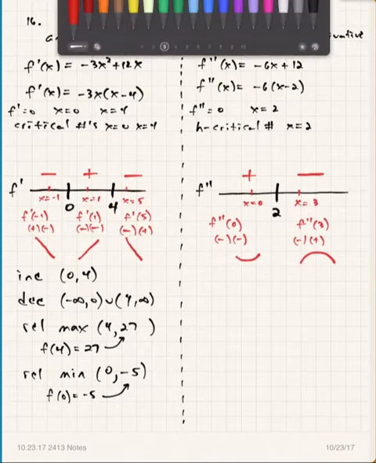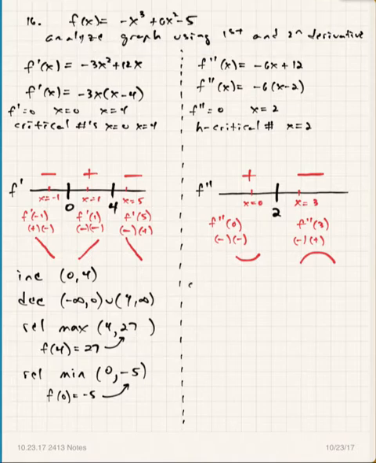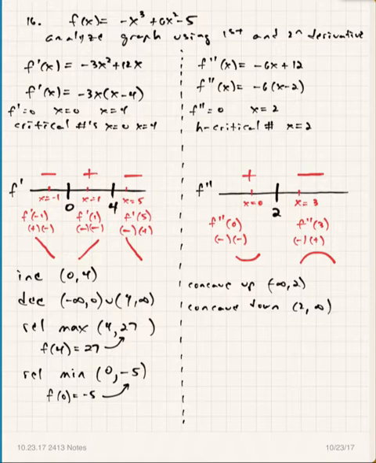And so then we can summarize this information. The graph is concave up from negative infinity to 2 and concave down from 2 to infinity. There is a sign change in the second derivative at 2. The concavity is changing there, and so that is a point of inflection in the graph, a place where the concavity changes. And the point of inflection would be at 2, and then you have to find the y value.